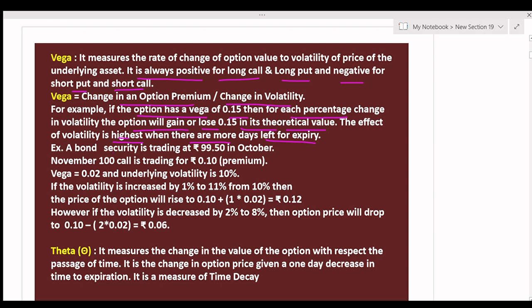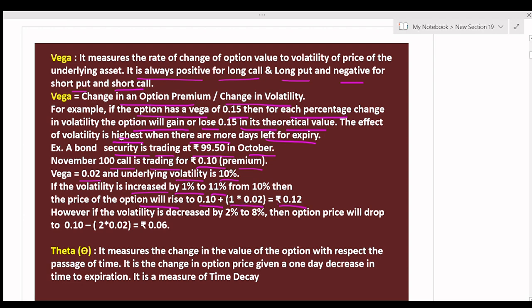Example: a bond security is trading at rupees 99.50 in October. The November 100 call is trading for rupees 0.10, that is the premium. Now Vega is given as 0.02 and the underlying volatility is 10%. If the volatility increases by 1%, from 10% to 11%, the price of the option will rise: 0.10 plus 1 into 0.02 is equal to rupees 0.12.